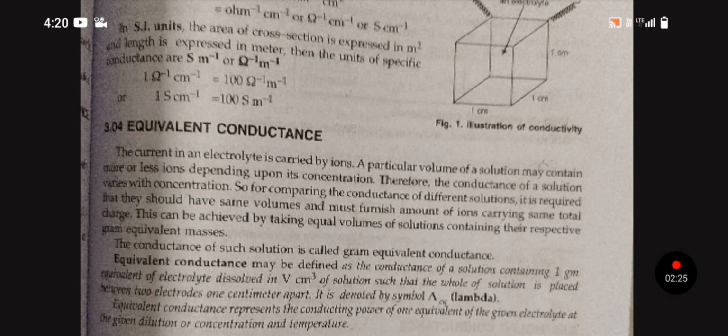Equivalent conductance. The current in an electrolyte is carried by ions. A particular volume of a solution may contain more or fewer ions depending upon its concentration. Therefore, the conductance of a solution varies with concentration.